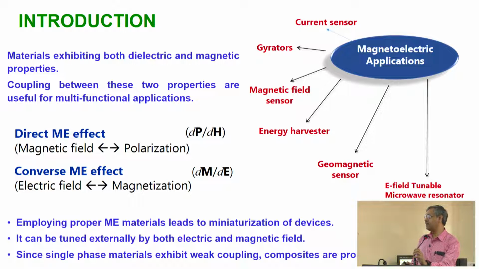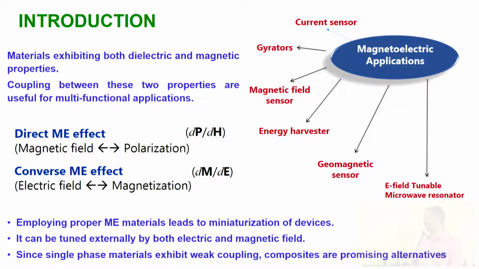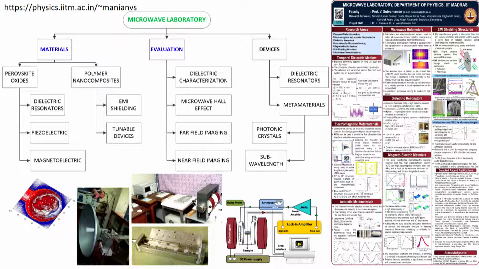So, we have this direct ME effect and the converse ME effect, which give you different applications. The converse ME effect is mainly used for gyrator applications, whereas the direct ME effect is mainly used for sensing and energy harvesting. Okay. So, an important thing here is the miniaturization of devices. Compare this to the earlier view graph, where I showed the dielectric resonator based filters, you see the length and other things. But compared to that, the ME material will have a very small dimension.